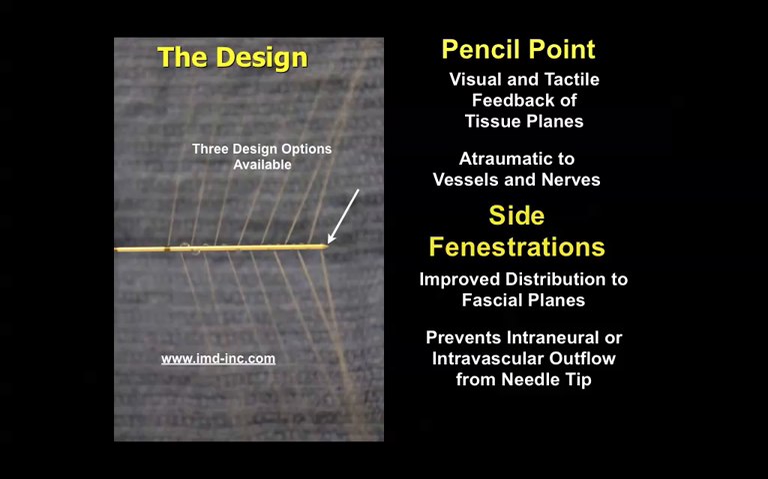There are three design options available for this needle. It comes in a 1 centimeter fenestrated segment, a 2 centimeter fenestrated segment, which is the needle that we will use in this block today, and a 3 centimeter fenestrated segment. So all three of these variants can be achieved with different needles produced by IMD.